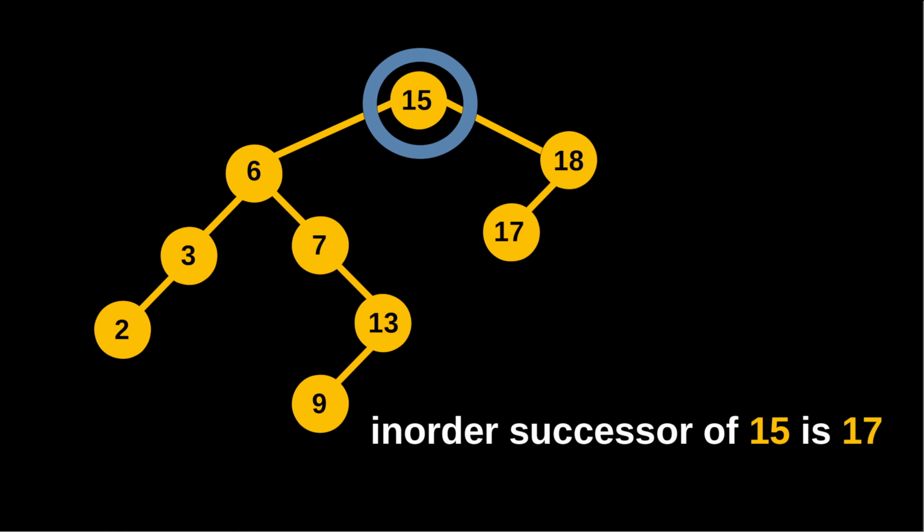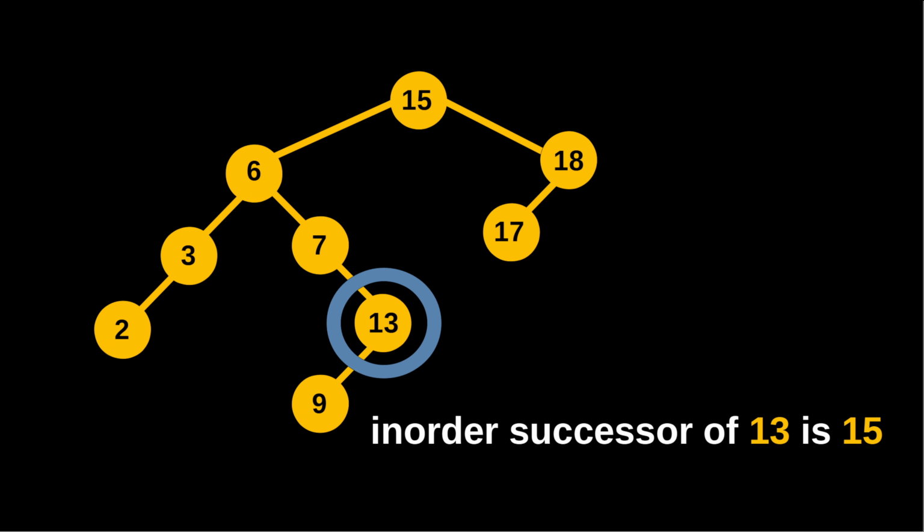Let's take a look at this more complicated tree. If we are tasked to find the in-order successor of 15, that will be 17. And if we want to find the in-order successor of 13, we'll walk up the tree and find 15. That is the in-order successor of 13. Given the previous two examples, we know the in-order successor of a node can either be in the nodes below the current node or above the current node. So when do we go up the tree and when do we go down the tree?